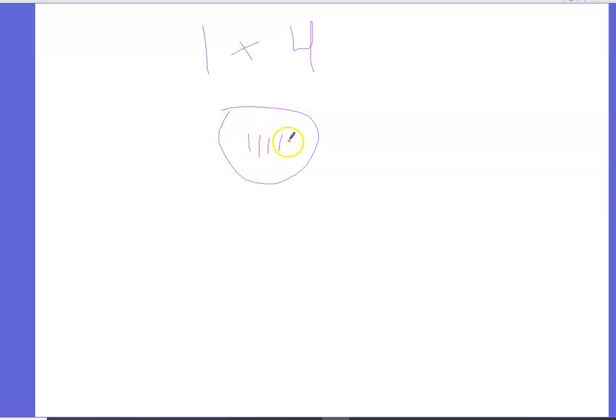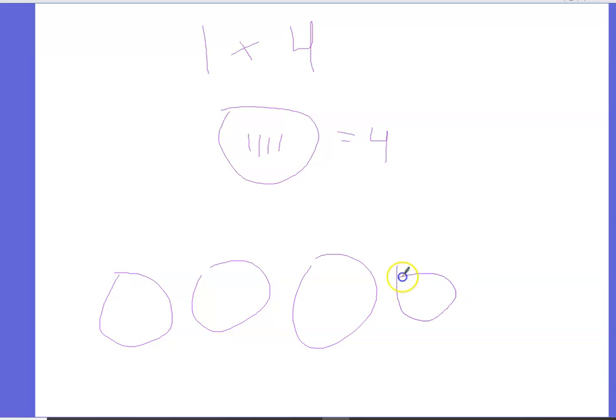So 1, 2, 3, 4. So 1 times 4 is 4. But again, we could reverse it and we could do 4 groups of 1 instead. So 1, 2, 3, 4. We have 4 groups with 1 inside each group. So then we add up our total is 1, 2, 3, 4.